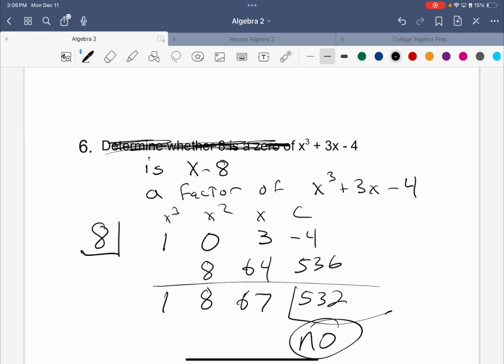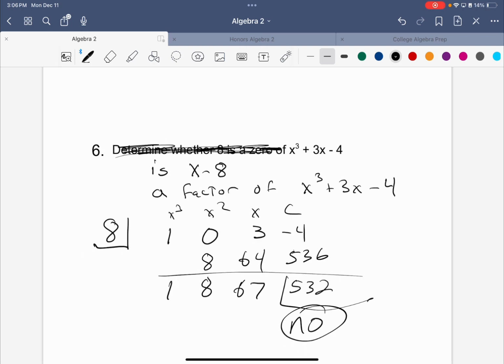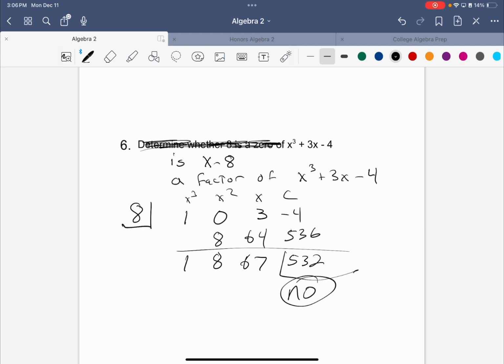So what you're going to work on today is just the first 4 problems. Questions 1, 2, 3, and 4. That's it. You do not go beyond number 4. We're going to talk about the remainder theorem tomorrow, and we'll talk more about factors tomorrow as well.